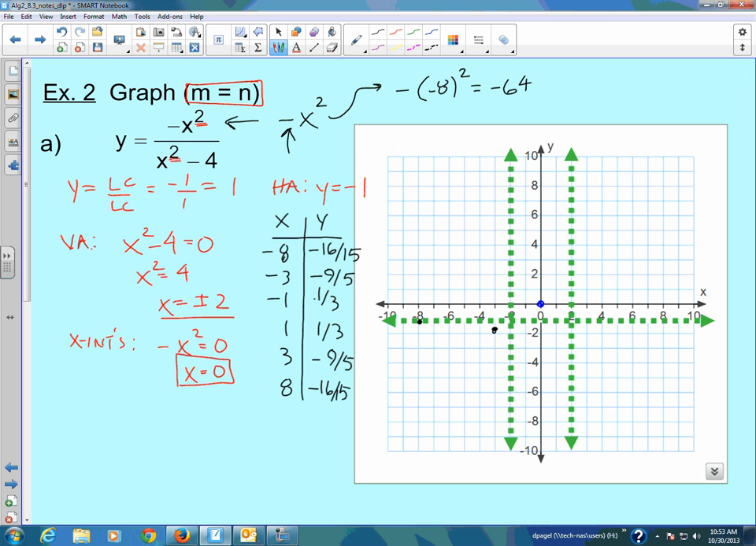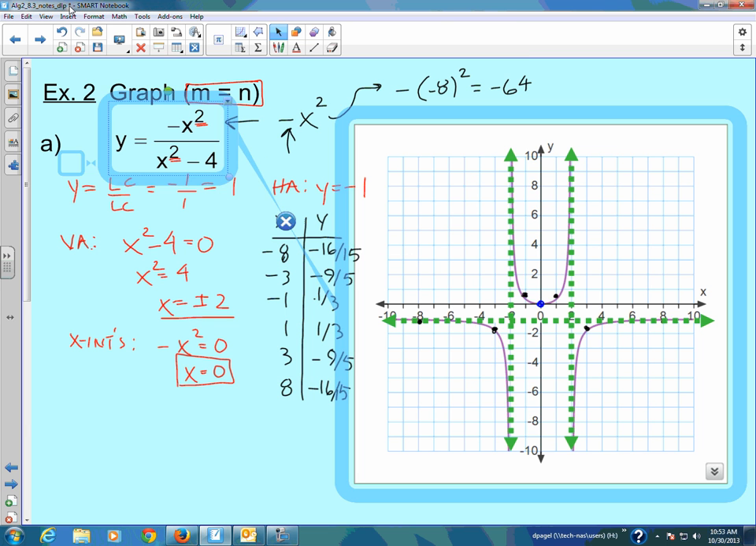In the middle, -1 and a 1/3, and 1 and a 1/3. And then over on the other side, 3, -1.8, and 8, -1 point something. Again, really close to that asymptote. And here's what it would look like. A little different shape than we've seen before.